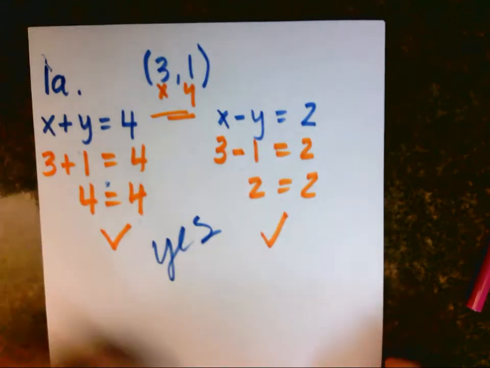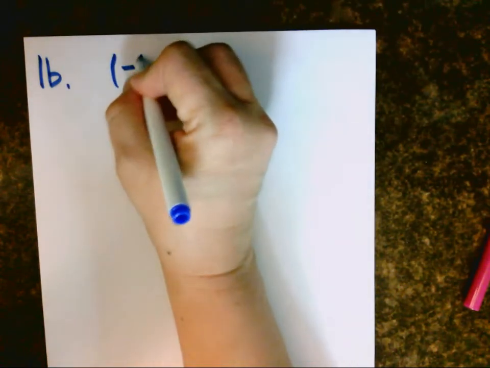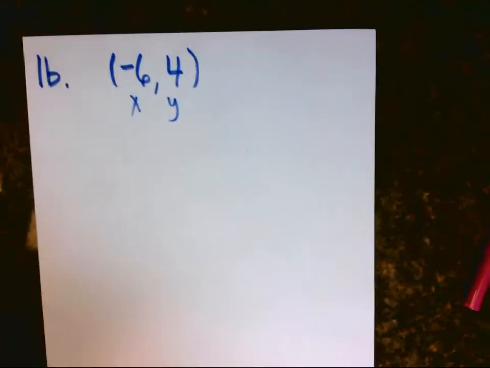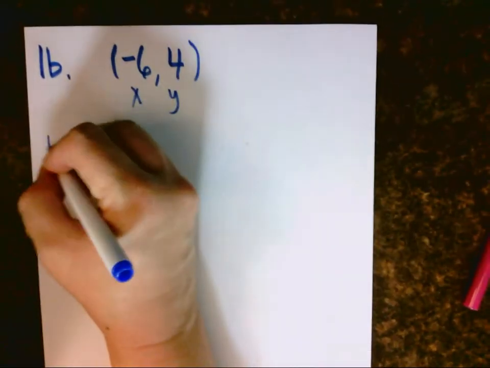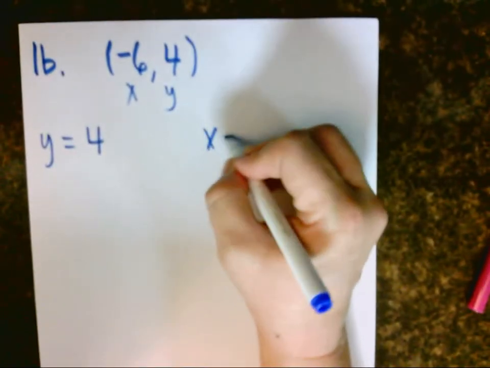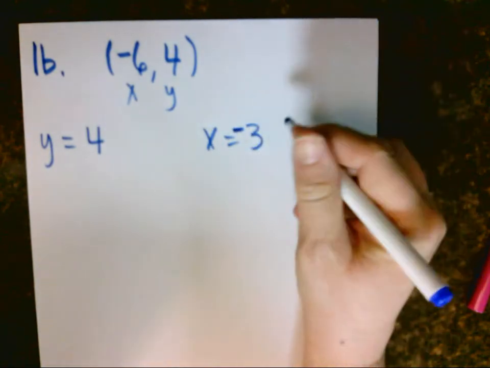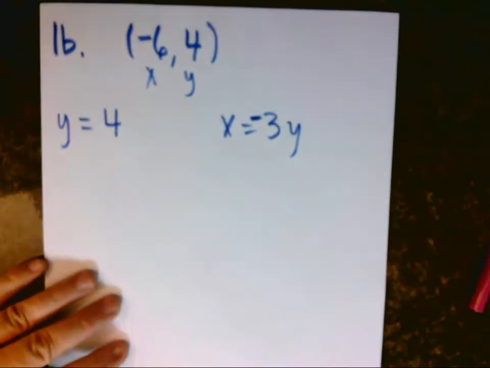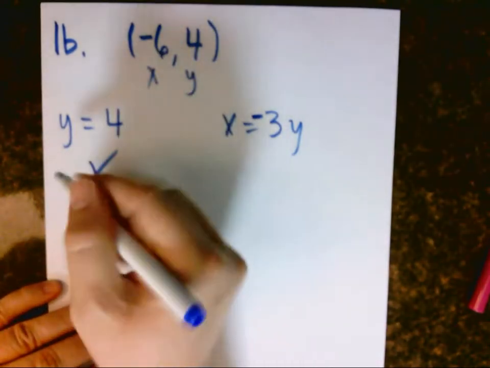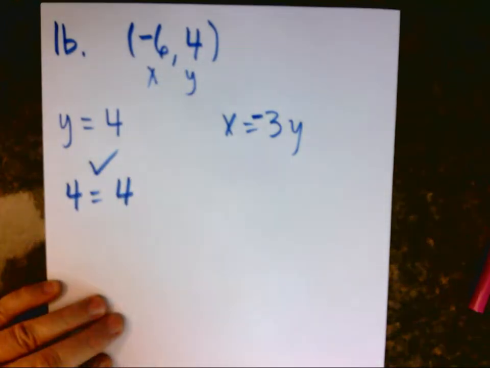Okay, let's do part B, the same thing. 1B. And again, it's asking about, this time, the point (-6, 4). Remember, this is my x and my y that we're checking if this is the solution point. And the equations that they're giving us, the first line is y is equal to 4. And the next equation says x is equal to negative 3y. Okay, so is y equal to 4? Yes, because the y value is 4, so you could put it in there if you wanted. 4 is equal to 4, yes.